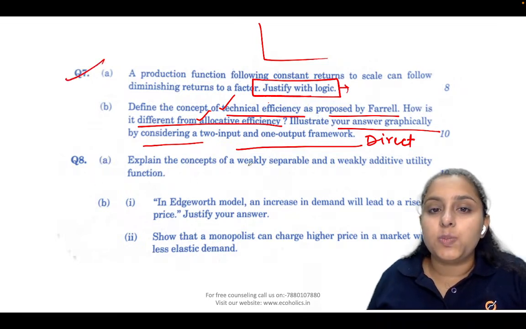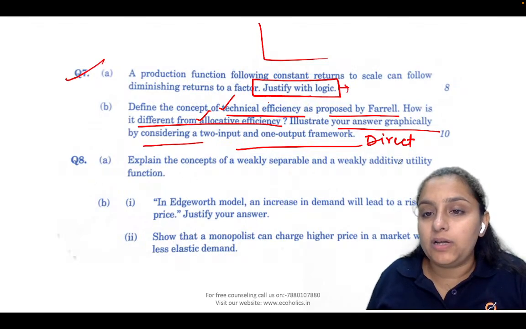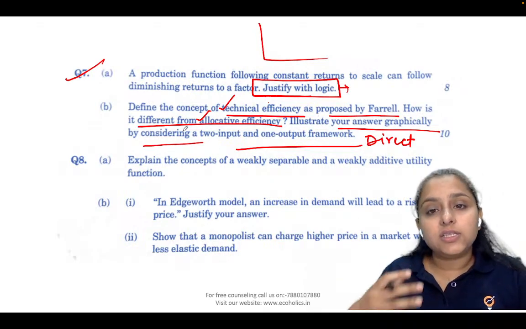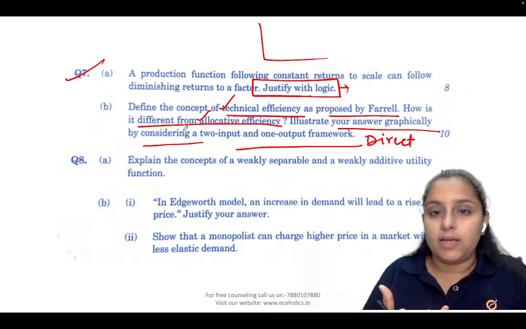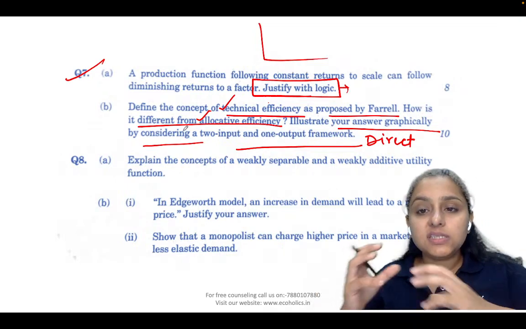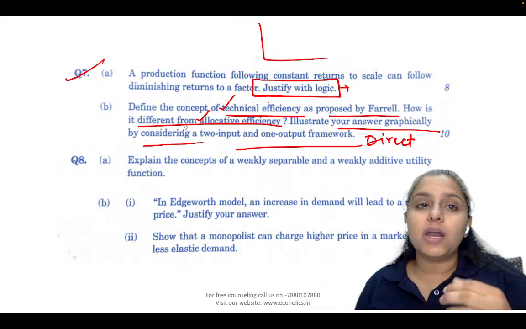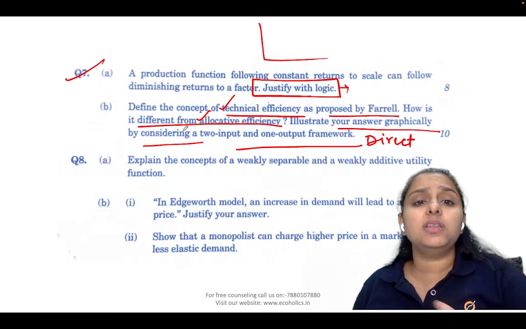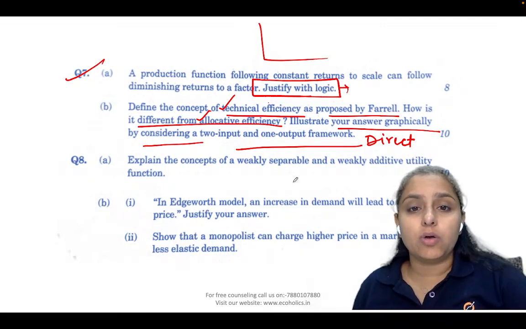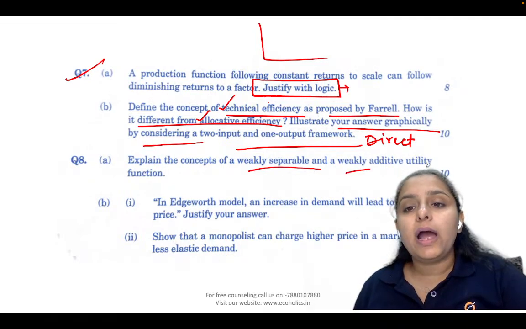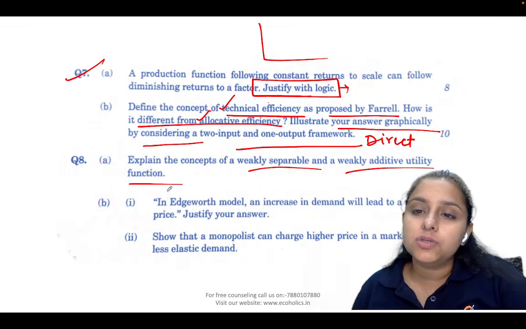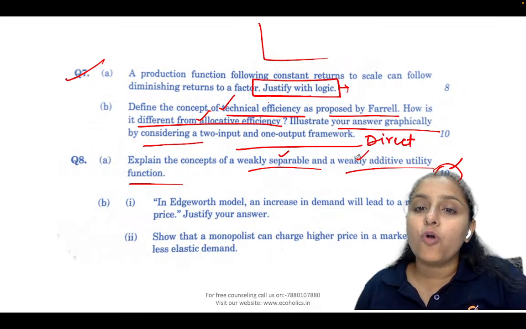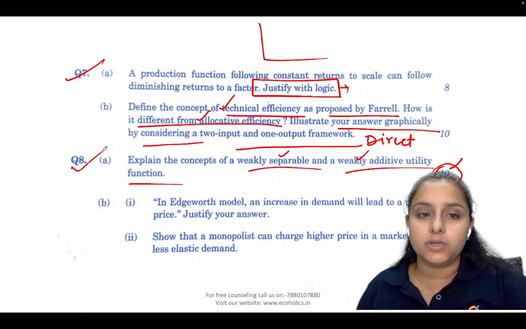Question number 8. Explain the concepts of a weakly separable and a weakly additive utility function. So as soon as you read questions, you will realize that these are too direct. It is asked straight. They are not asking you to criticize, comment. Just explain it. The concept of a weakly separable and a weakly additive utility function. So write that. In 10 marks you have a lot of content to write. So it's not difficult here.